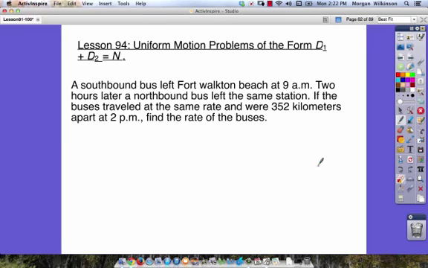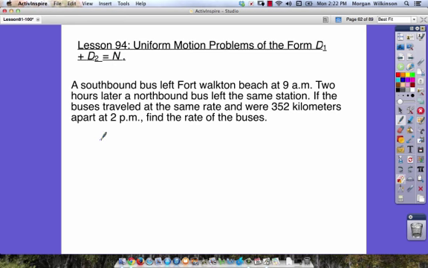Lesson number 94 is about uniform motion problems of the form d1 plus d2 equals n. And here, the d means the distance of our first object plus the distance of our second object will equal our final number or our final distance. So, our first problem. Let's begin.